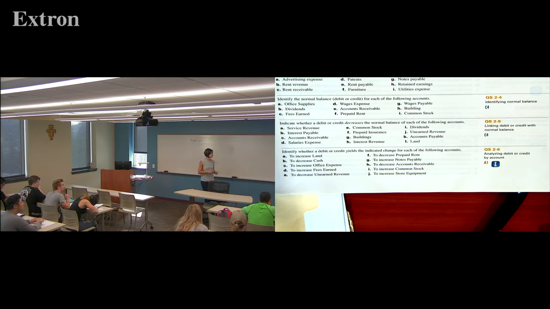So letter A, to increase land. We first need to know that land is what? An asset. And we increase assets with a debit. Right. So you kind of have to go through those steps. It's when you start skipping steps, because you feel a little confident, that you start making mistakes. B, to decrease cash. Well, we know cash is an asset, and we decrease assets with a credit. Right.